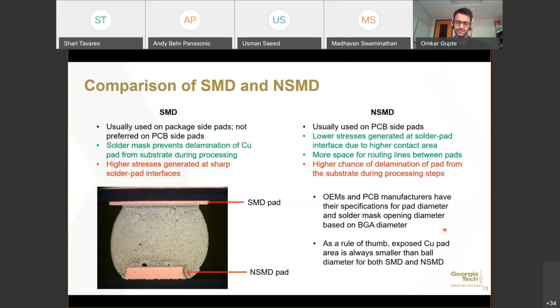Different OEMs and PCB manufacturers have their own specifications for the pad and the solder mask diameter, so while designing, it's advisable to look at those guidelines. And as a rule of thumb, as I mentioned, the exposed copper area will always be smaller than the solder ball diameter. And from a reliability standpoint, there are reports in the literature on the ratio between the exposed pad area on the package side and that on the PCB side. Having that ratio as 1:1 gives good reliability, as has been shown in the literature.